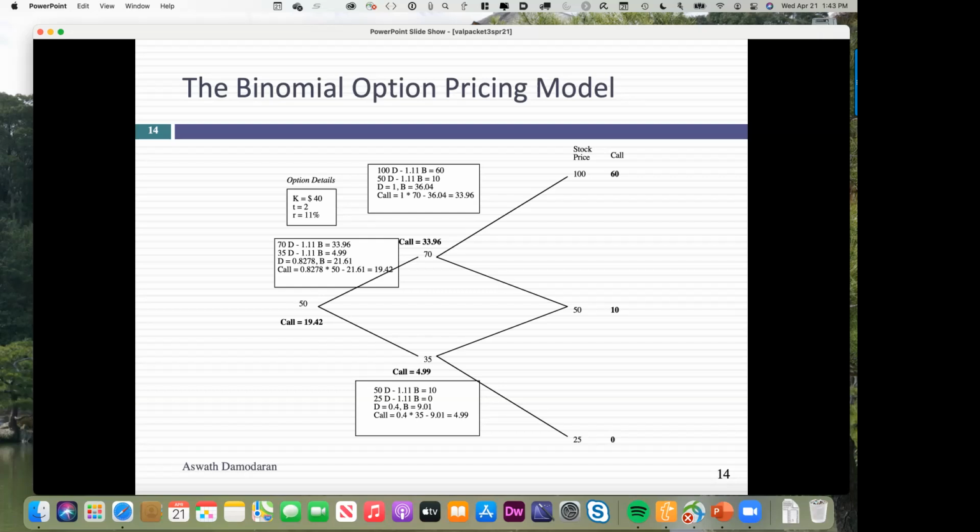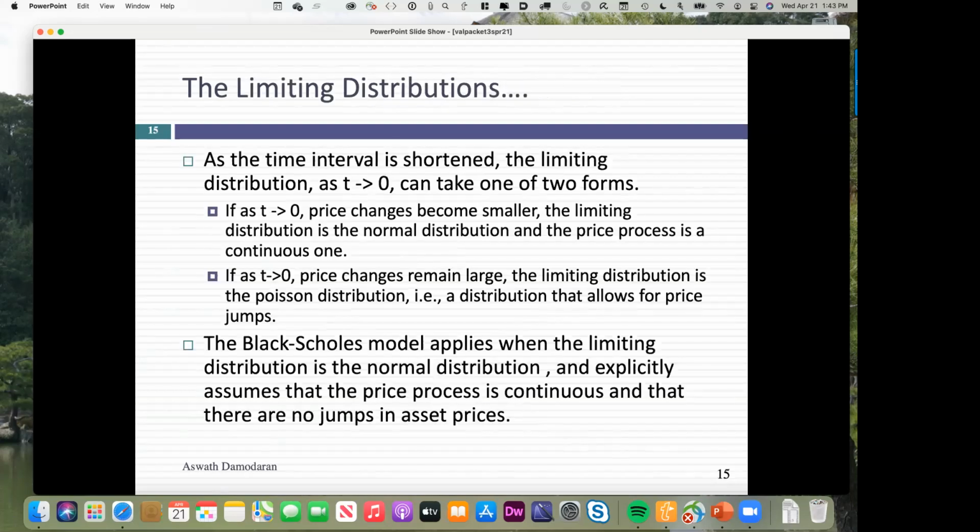If you make price changes small, it's called a continuous price distribution. As time gets small, the binomial distribution collapses into what's called the normal distribution. And the binomial option pricing model becomes the Black-Scholes model. The Black-Scholes model, of course, the model you hear about in option pricing, is a special case of the binomial, and it's built on replication arbitrage as well.